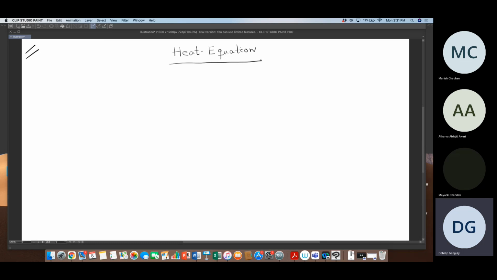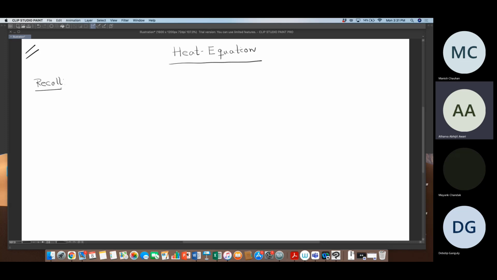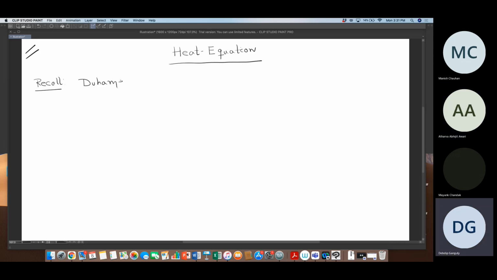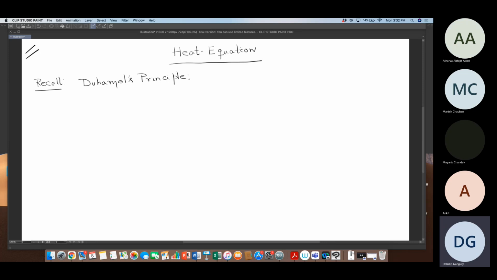So can anyone recall what we are doing in the heat equation? Just recall. We did Duhamel's principle. Okay. So what is the heat equation?